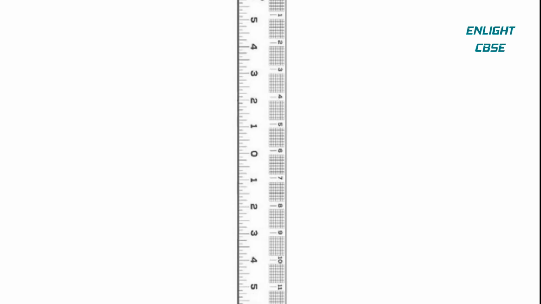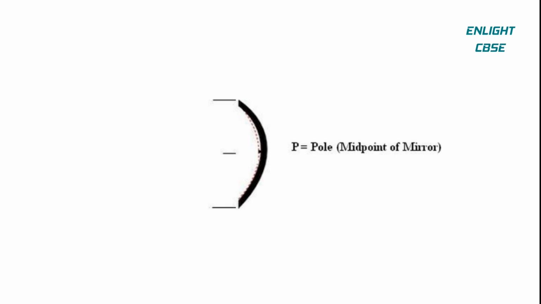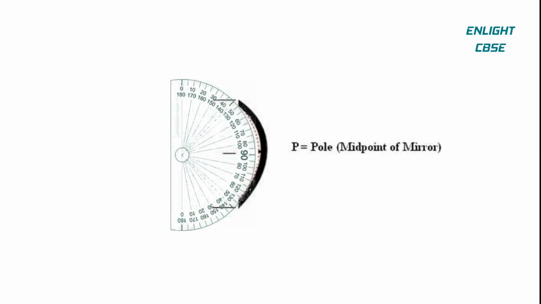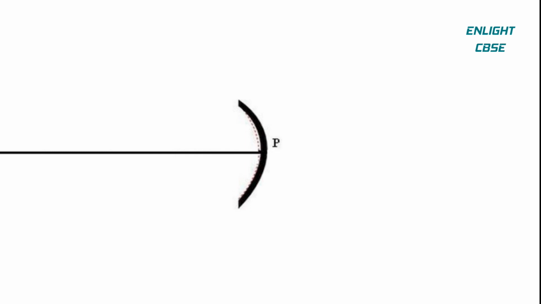Concave mirror. How to draw a concave mirror? First, use your scale to mark 3 points equidistant from each other vertically. Next, join the top and bottom points together with the help of your protractor. Then draw a horizontal line through the middle point and mark it as the principal axis. The point where the principal axis intersects the mirror will be the pole. Mark the reflective and non-reflective parts.